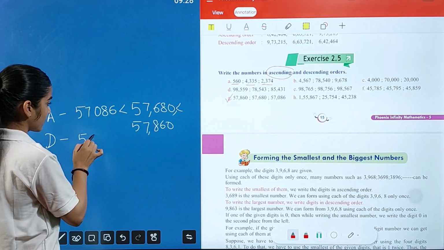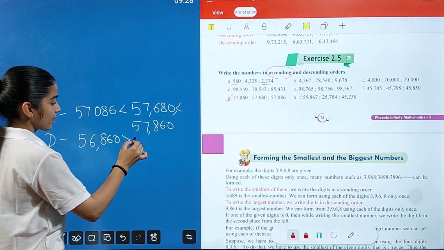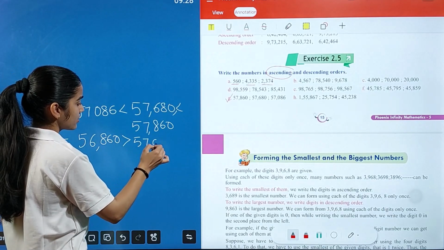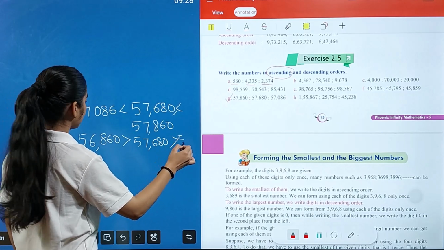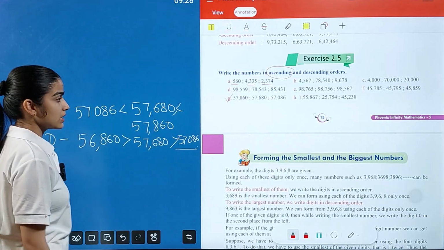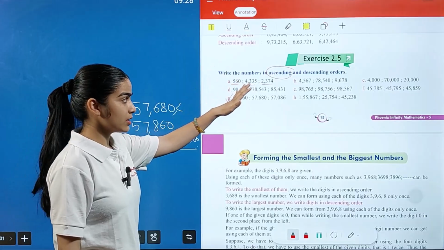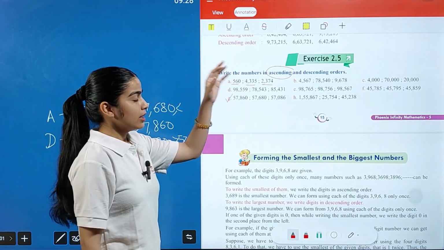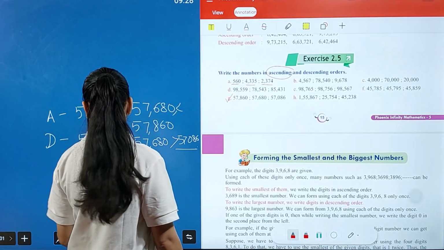So first we write 57,860, then 57,680, then 57,086. Okay, so in the same way you can write, and in the same way you can arrange the given numbers. You can arrange these numbers in ascending and descending order as I explained here.